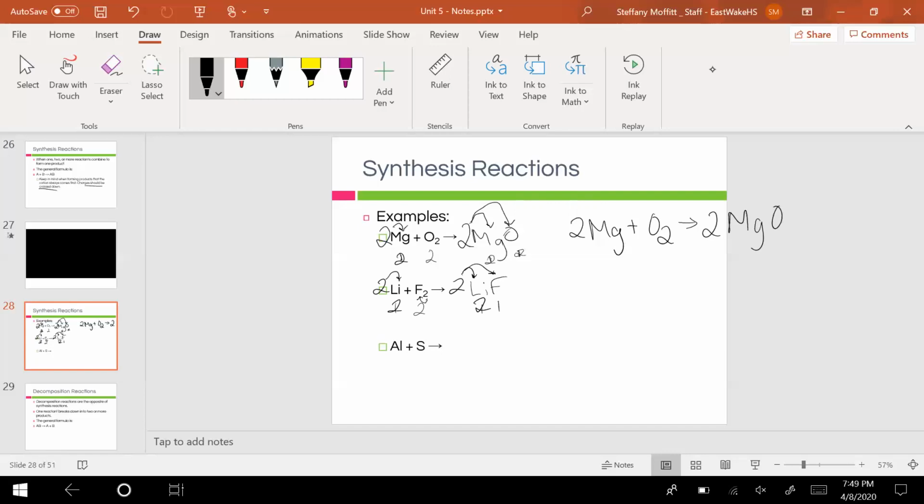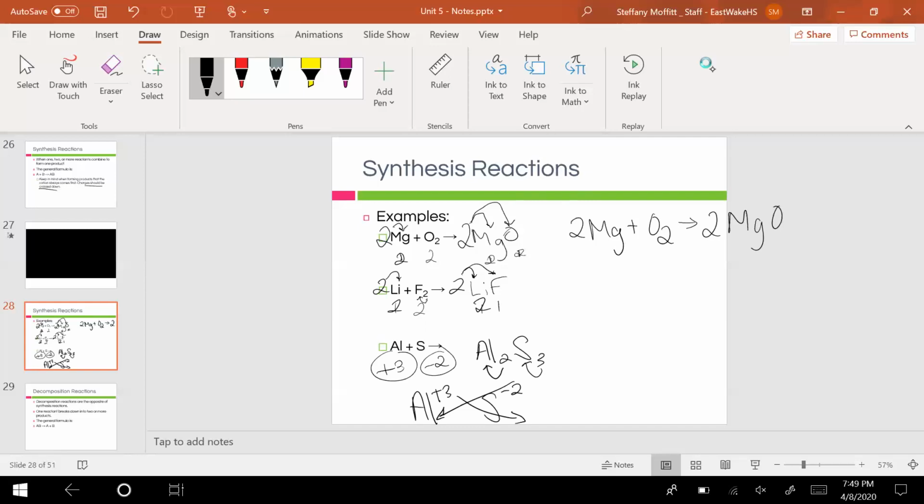Lastly, we have aluminum plus sulfur. Aluminum is in group 13, which means it has a plus 3 charge. Sulfur is in group 16. It has a minus 2 charge. Remember that the cation always goes first in our ionic compounds. So I'm going to take my aluminum with the plus 3 and my sulfur with the minus 2, and I'm going to crisscross those numbers. So the aluminum now is going to have a 2 next to it, and the sulfur will have a 3 next to it, indicating 2 aluminums and 3 sulfurs.